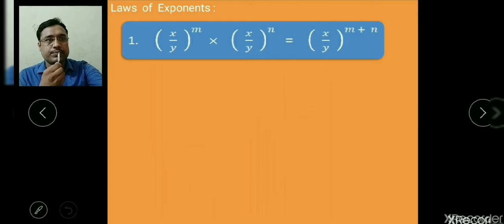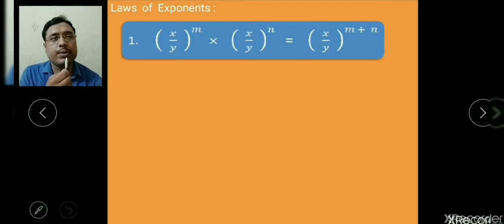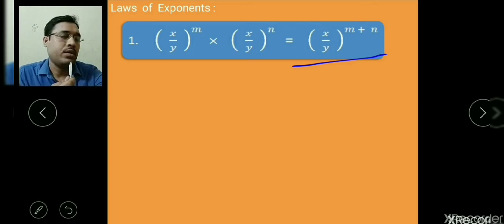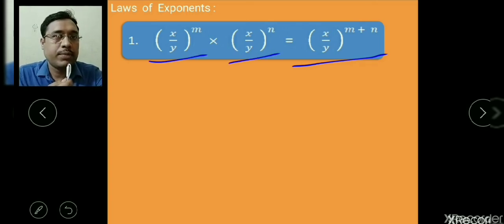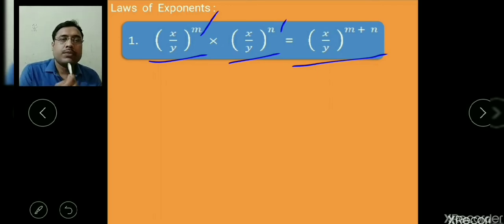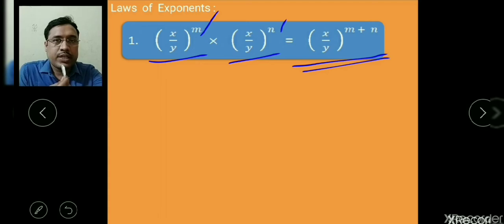Okay students, now see the laws of exponent. Here the first law I have given: x by y to the power m into x by y to the power n equals x by y raised to the power m plus n. That means in the LHS you can see x by y and x by y, the bases are same, and the powers, m and n, may be different or same, doesn't matter. The thing is that if you are multiplying two exponential numbers and their base is same, then in the result you will write the same base and add the exponents, m plus n.